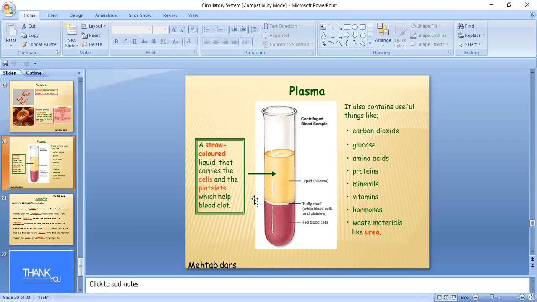White blood cells are shown and they have platelets. Now you can see here this is the dark pigmented area, heavy due to hemoglobin and oxygen. So these all are the red blood cells. Plasma also contains useful things like carbon dioxide, glucose, amino acids, proteins, minerals, vitamins, hormones, and waste material like urea.